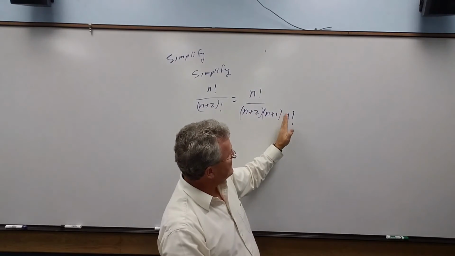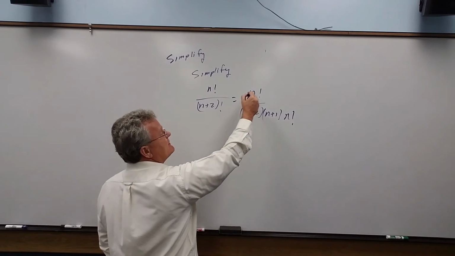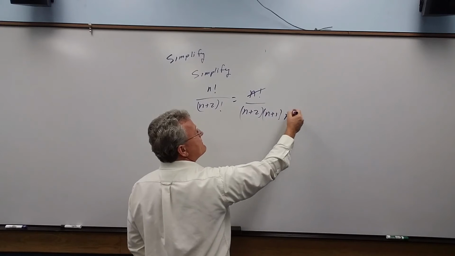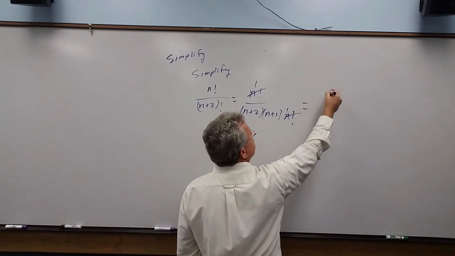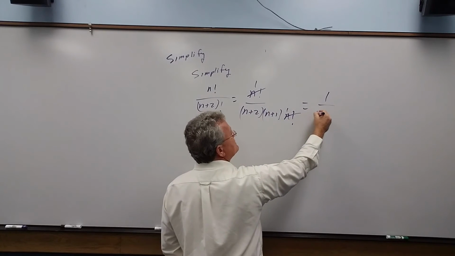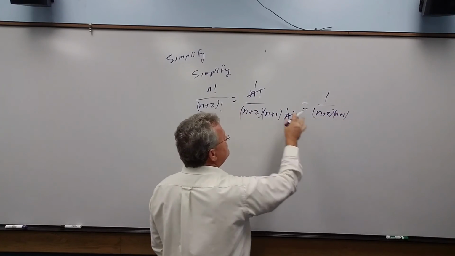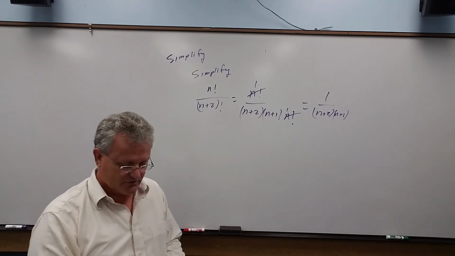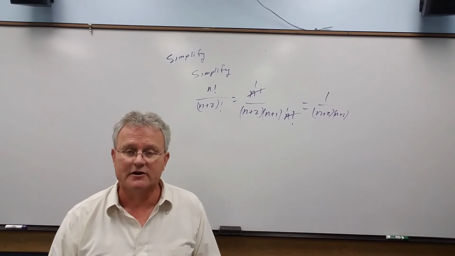Yeah? So this is n plus 2 times n plus 1 times n times n minus 1, n minus 2. But that n times n minus 1, n minus 2 is n factorial, and these cancel, and we need to remember when they cancel, there's really 1s. So we're left with 1 over n plus 2 times n plus 1. And being able to do this type of factoring becomes pretty critical in calculus, particularly calculus 2.